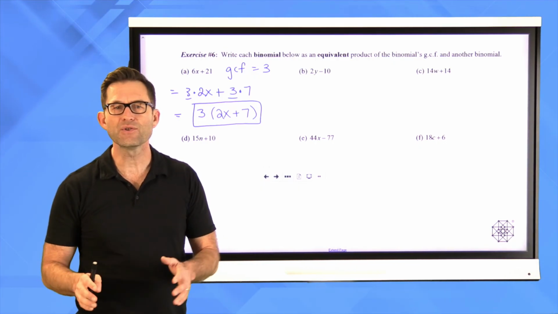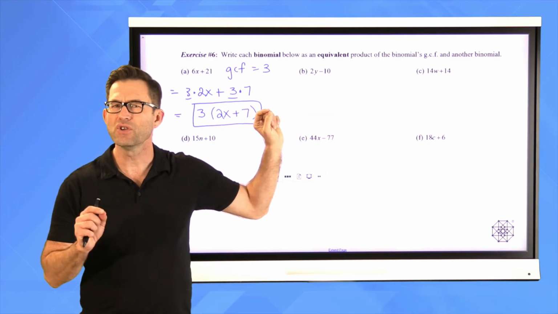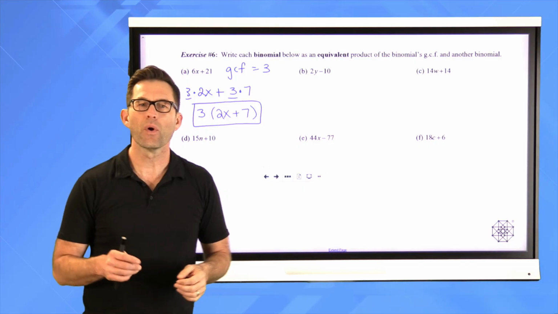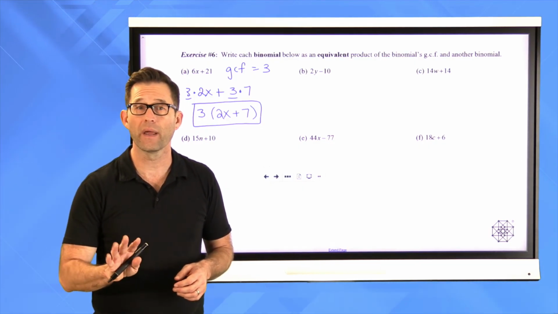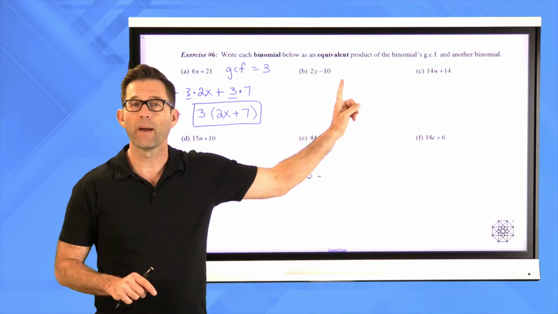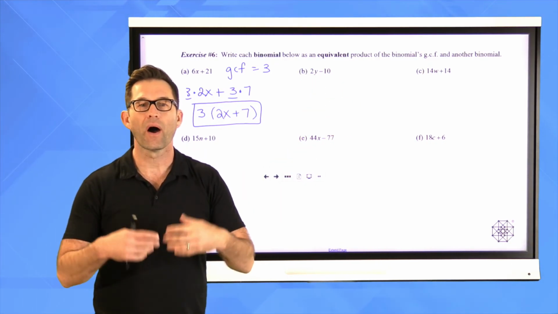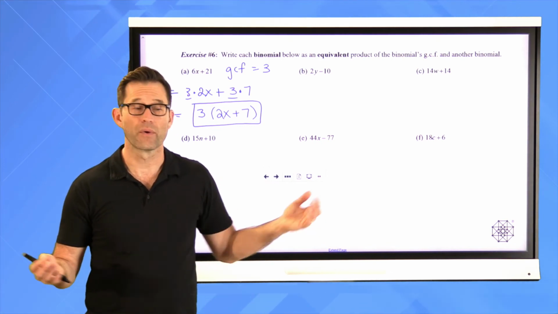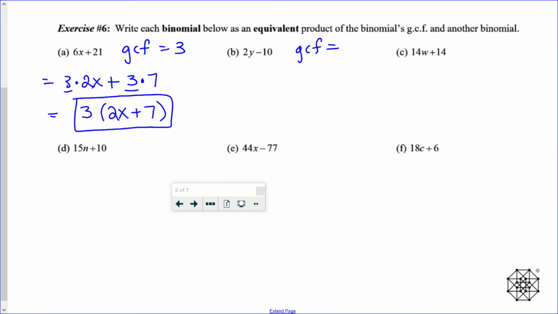I can do that in each one of these problems. For instance, if I look at 2y minus 10, I'm just concentrating right now on the numbers. Later on, in different lessons, we'll also be thinking about greatest common factors in terms of variables, but not right now. For right now, we look at 2 and 10 and think, what is the greatest number that divides into both of those, that is a factor of both? That's the number 2. Simple enough. The GCF is equal to 2.